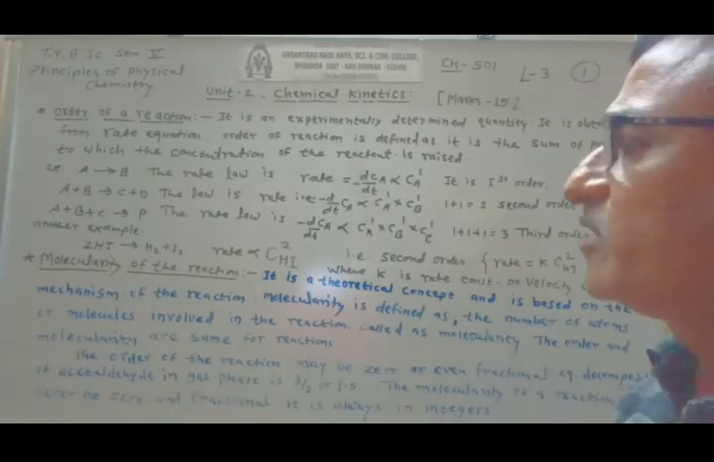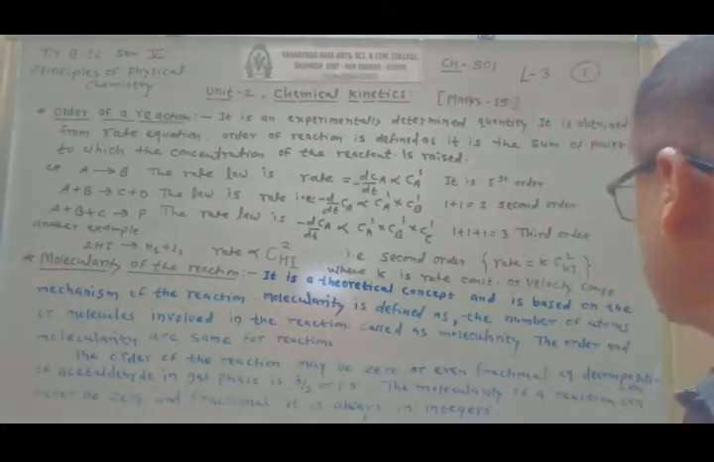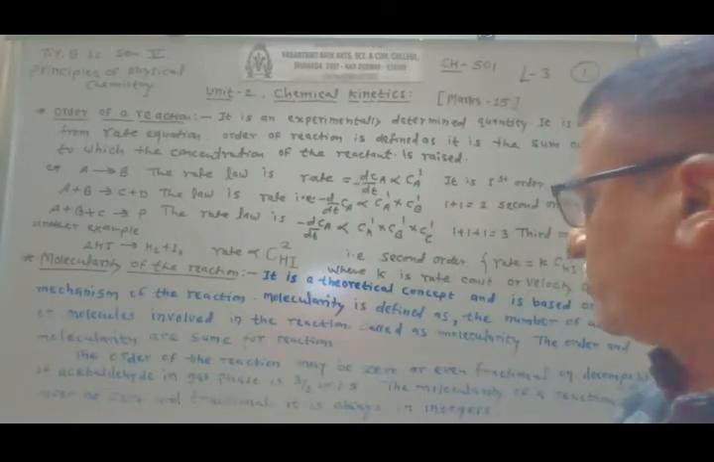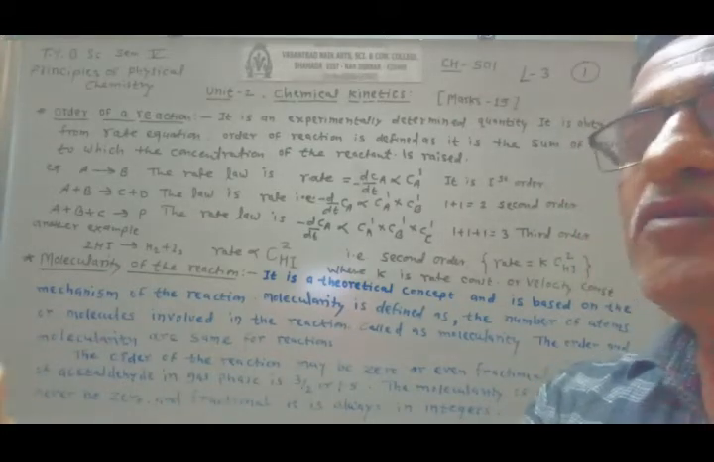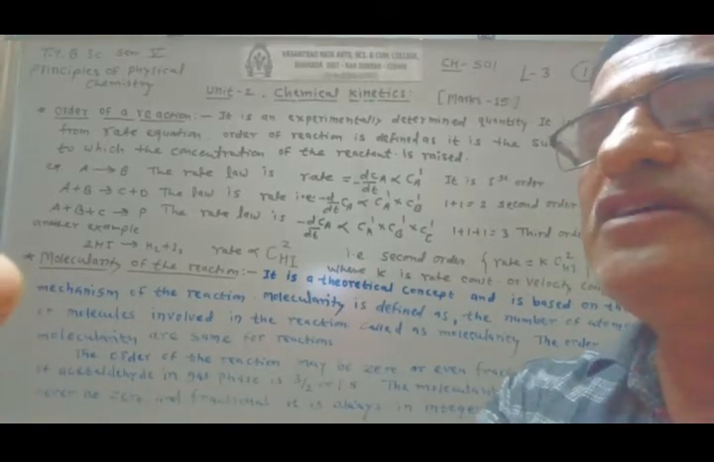The order and molecularity are the same for simple reactions. The order of a reaction may be 0 or even fractional. For example, the decomposition of acetaldehyde in the gaseous phase has order 3/2 or 1.5. So the molecularity of a reaction can never be 0 or fractional. It is always an integer. In this way we have defined the two terms.